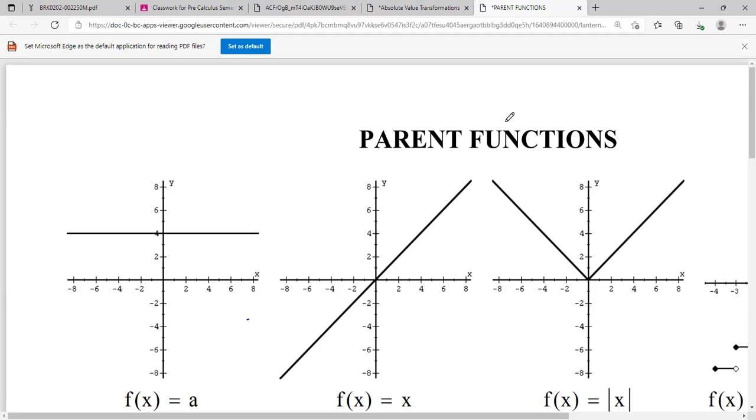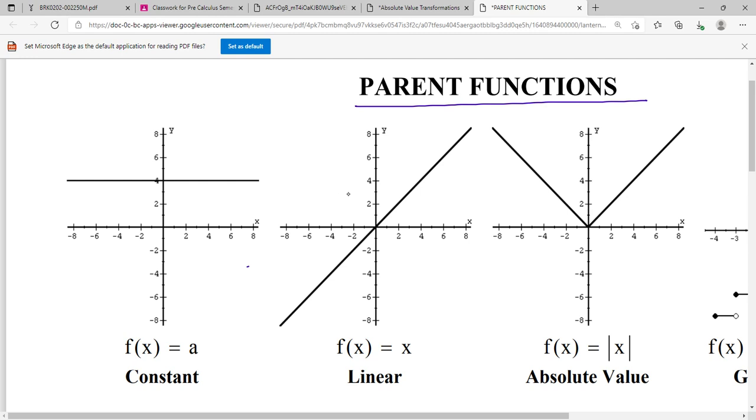Hi everybody, this is Pre-Calculus, week 19, and this video covers parent functions and absolute value functions. Alright, so what is a parent function? A parent function is a simplified function, like the most simple version of a function in a family of functions that shows us the graph of that type of function.